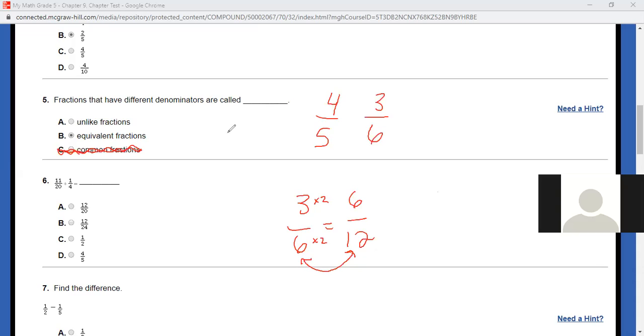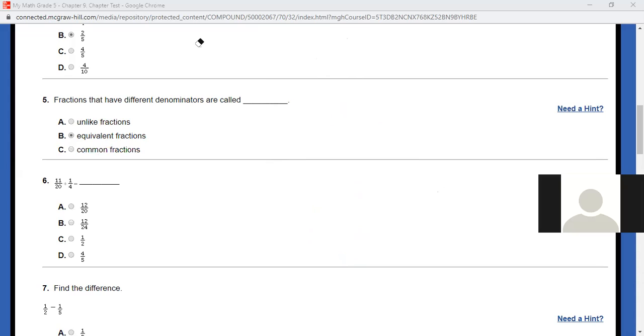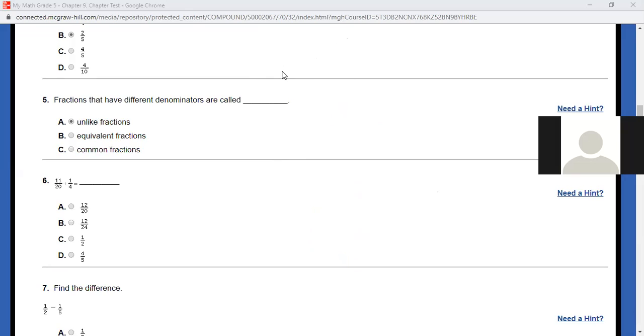Or it could be unlike, all right? Just so we're all aware, unlike is like this one. 4/5 and 3/6 have nothing in common. They are not like each other at all, all right? So I'm personally going to pick unlike fractions because it wants us to know different denominators. If it said something like fractions that equal the same percent or equal the same decimal, then it would be equivalent fractions. All right, just keep that in mind.